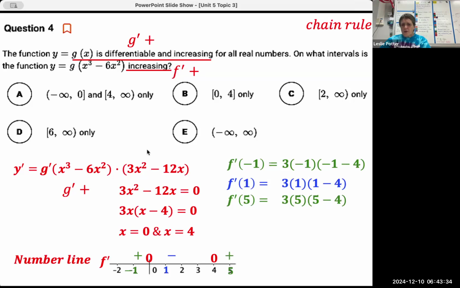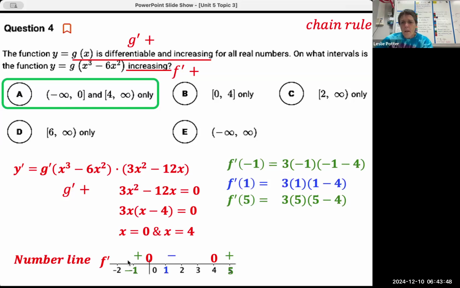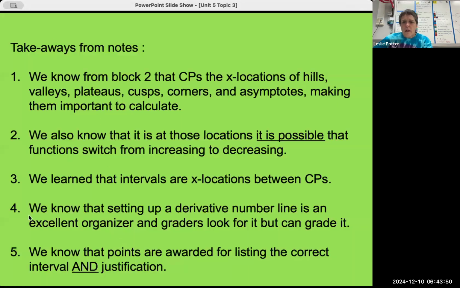So where is the function increasing? It looks like it's increasing on the left-hand side from -infinity to 0. And then again from 4 out to +infinity. So this one looks like the answer is A as well. Okay, and we will do the takeaways when we get into class, next class period.